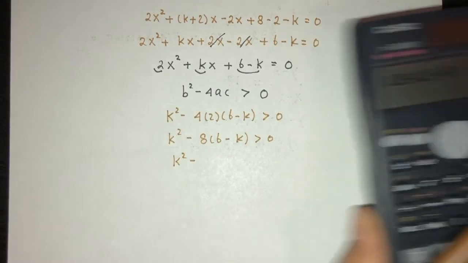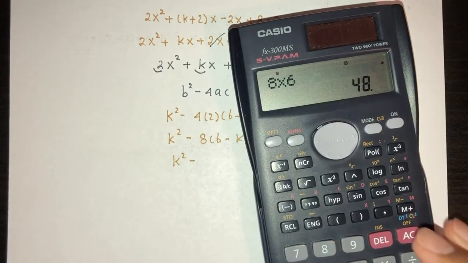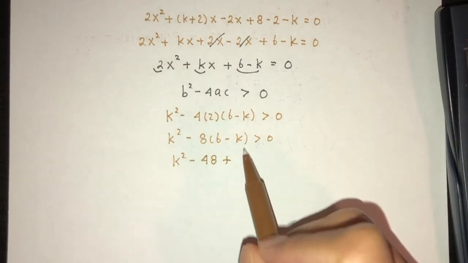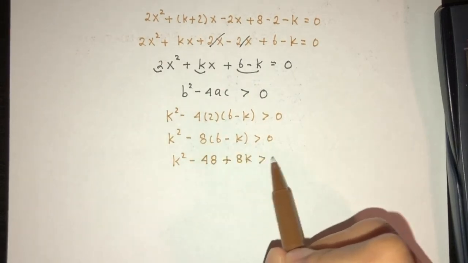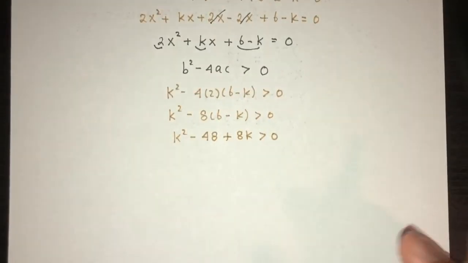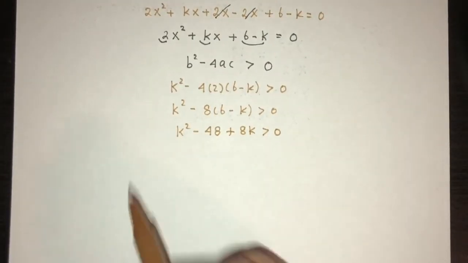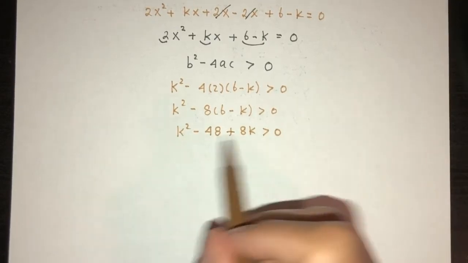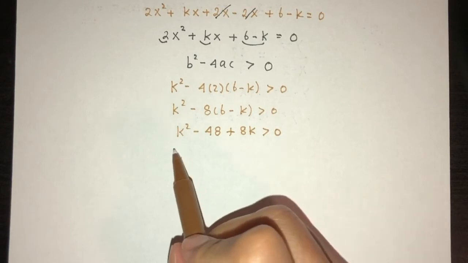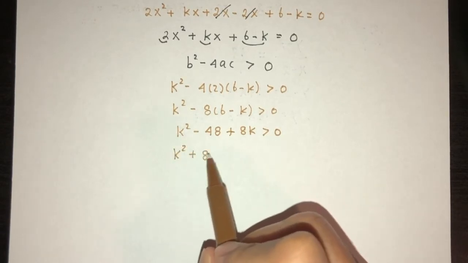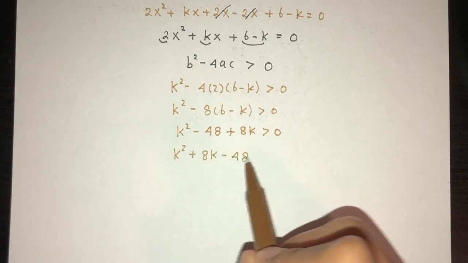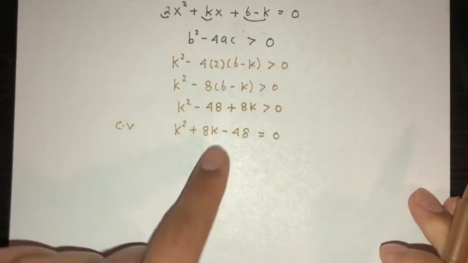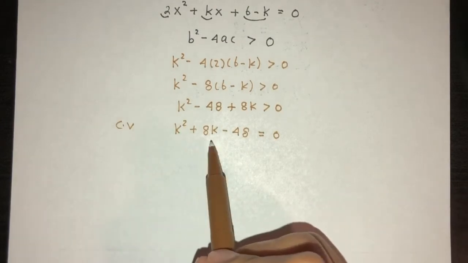k squared minus, what is 8 times 6? We have to check. It is 48 probably. Yep, it is 48. And we have plus 8k more than 0. Now when we are here, we have to find the critical values of this equation. So how can we find this? Let's rearrange this first because it can be confusing. We'll have k squared plus 8k minus 48. We have to equate that to 0 to find the critical values of k. Now we have to factorize to see how we can get 8 here.